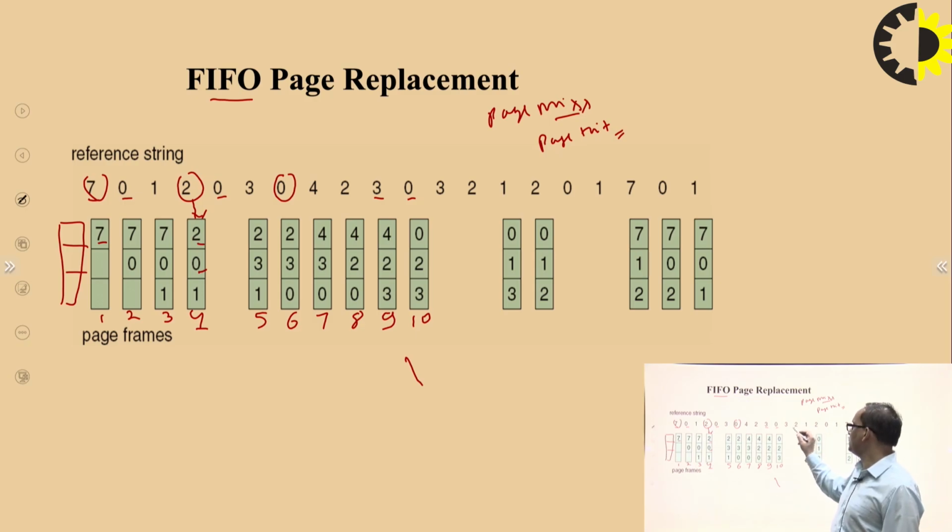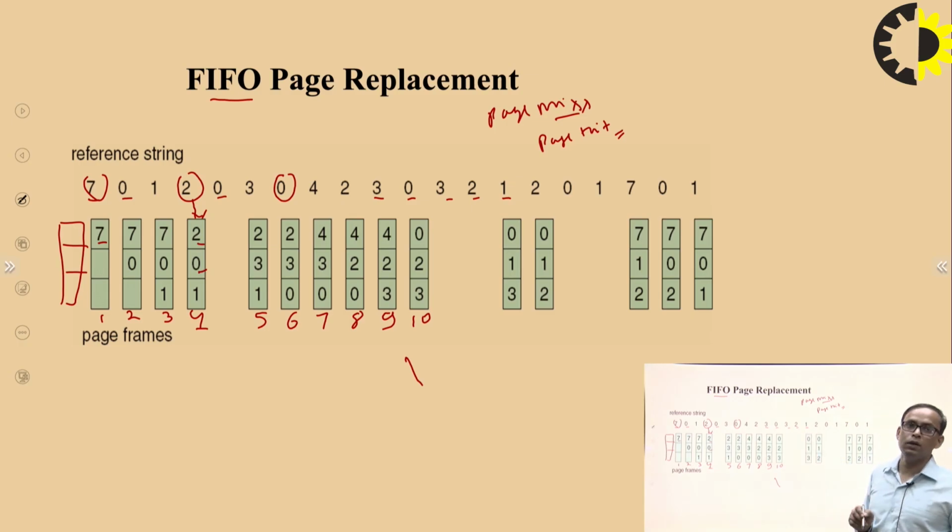Again, the next page referred by the CPU is page number 2. And page number 2 is available. So the value of page fault will not be increased by 1. Next, the page referred by the CPU is 1. Now page number 1 is not available in main memory. So when a page referred by the CPU is not available in main memory, in that case the value of page fault will increase by 1. So now the page fault becomes 11.